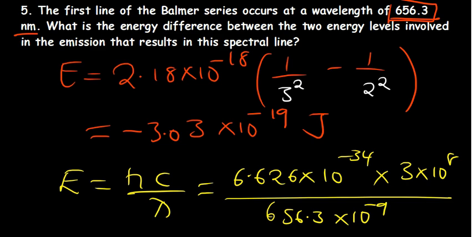So 6.626 times 10 to the power negative 34 multiplied by 3 times 10 to the power 8, divided by 656.3 times 10 to the power negative 9. The value I'm getting there is 3.03 times 10 to the power negative 19 joules as well. Just remember this was from the outer to the inner part, so it's negative as well. So it doesn't matter actually. Any formula can work for this question.